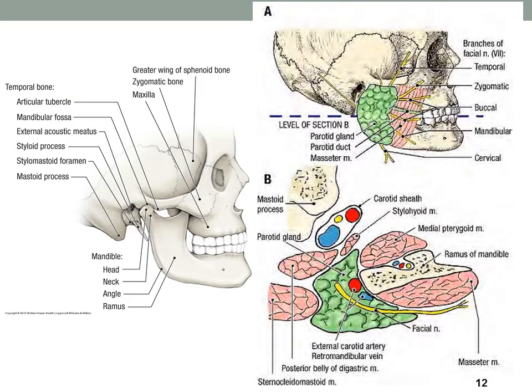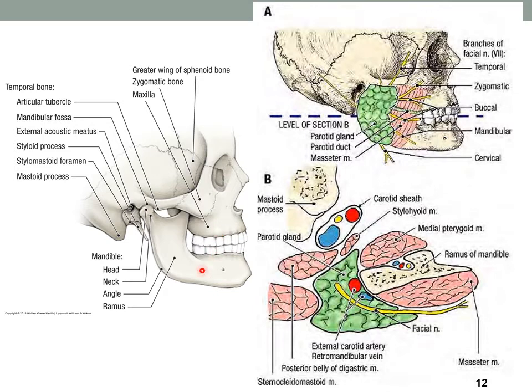Take a moment and actually take a skull in lab and make sure that you can identify the skeleton of the parotid region. As you can see, the bolded terms in the dissector, you have your temporal bone, and with all of the additional features that are on the temporal bone, you should know all of these, and you should also know the mandible and all of the features and prominent landmarks on the mandible.